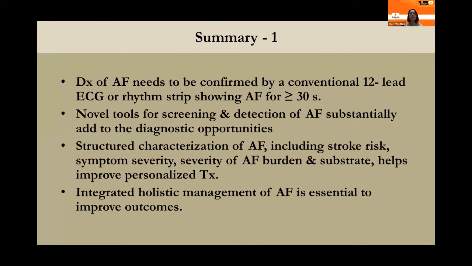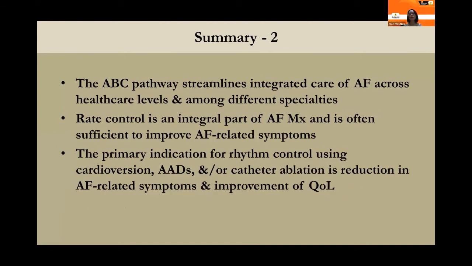The ABC pathway streamlines the integrated care of atrial fibrillation across the healthcare levels and among the different specialties. Rate control is an integral part of atrial fibrillation management and is often sufficient to improve AF-related symptoms. The primary indications for rhythm control using cardioversion, antiarrhythmic drugs, and or catheter ablation are the reduction of AF-related symptoms and improvement of quality of life.